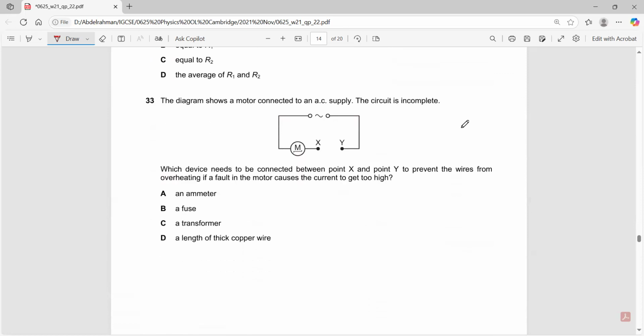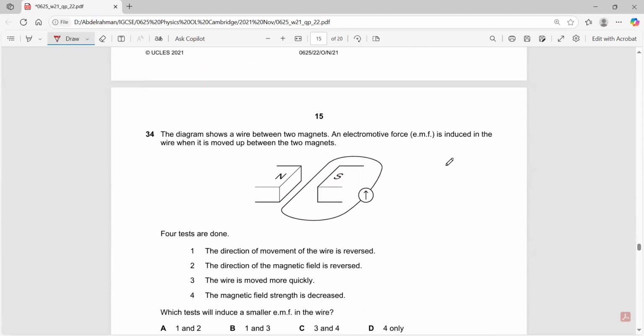Diagram shows a motor connected to an AC supply. The circuit is incomplete. Which device needs to be connected between X and Y to prevent the wires from overheating? Then you need a fuse. Yes, a fuse to prevent overheating when the current increases.